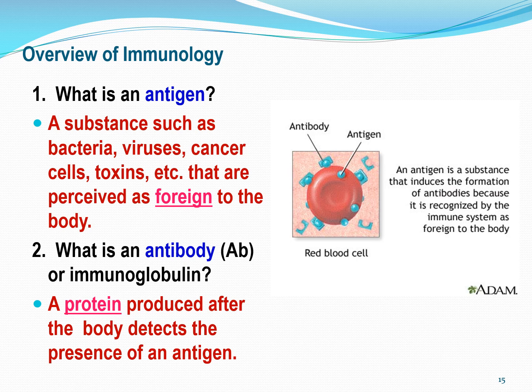So then what is an antibody or an immunoglobulin? An antibody is a protein produced by your body after it detects the presence of what it sees as foreign antigen.